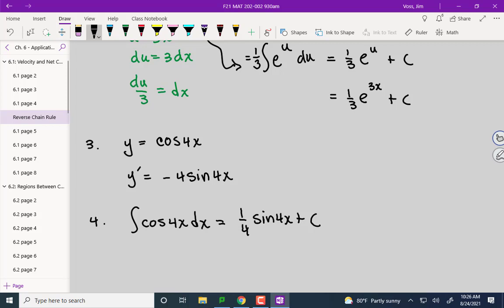Would it be negative? When we integrate cosine, you get positive sine. The derivative of cosine is minus sine, but the integral of cosine is positive sine because the derivative of sine is cosine.